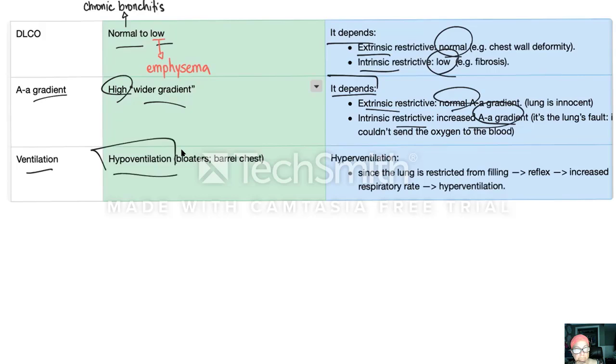Ventilation in obstructive, there is hypoventilation. They are bloaters. They have barrel chest. They cannot get the air out. That's why they get wheezing. But in restrictive lung disease, they hyperventilate. Since the lung is restricted from filling, as a reflexive compensation, they will hyperventilate to try to get more oxygen in.